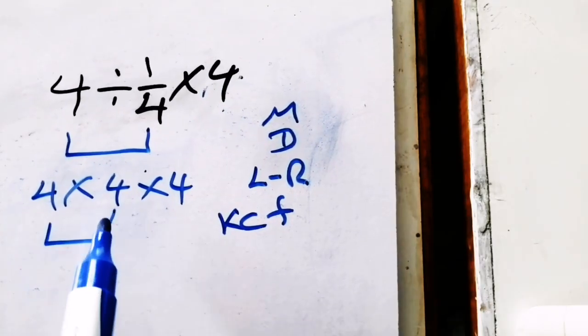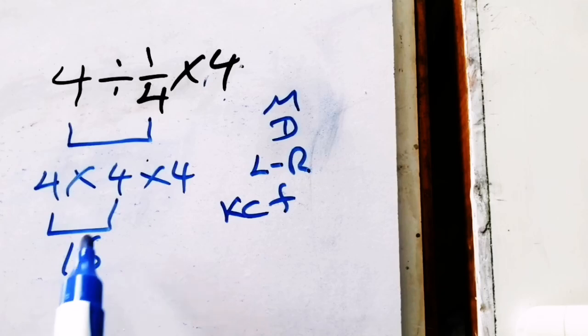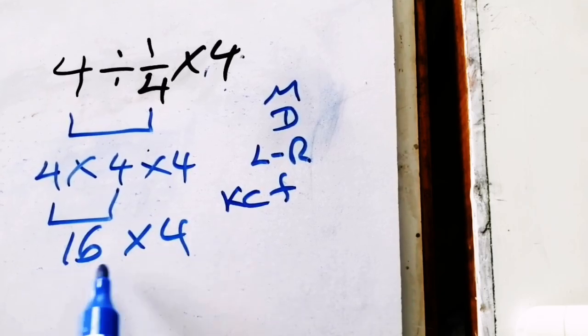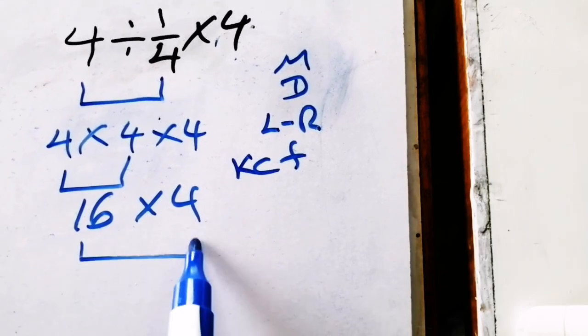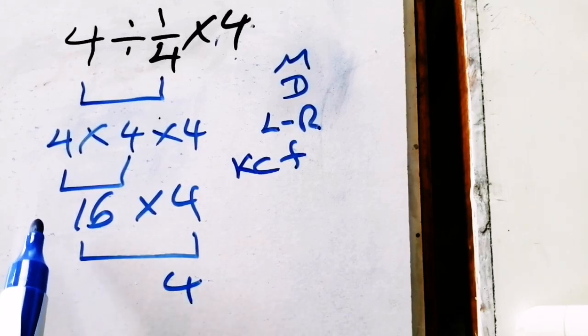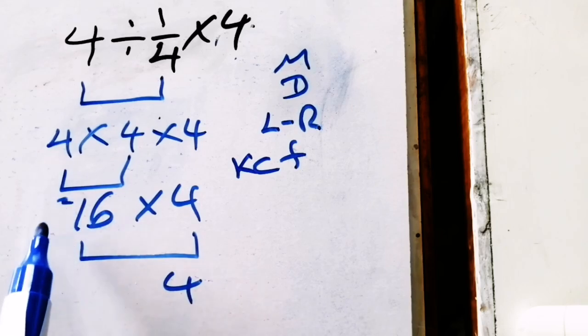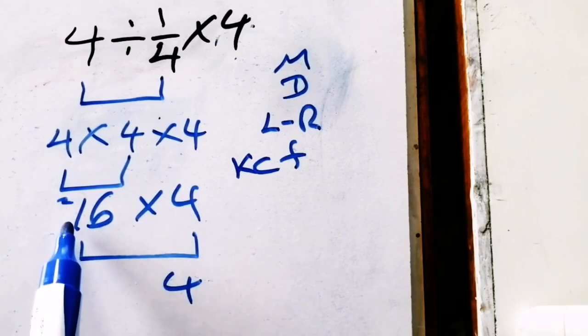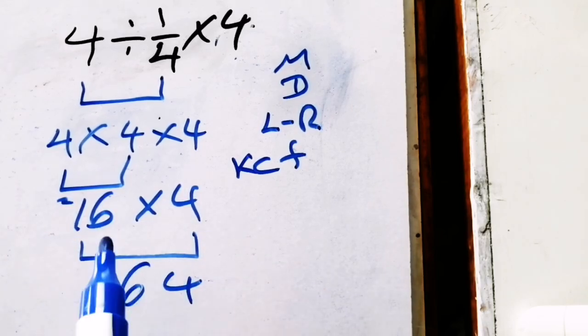Then 4 times 4 is equal to 16 times 4, okay? 16 times 4 means 4 times 6, which is 24. Write 4 and remainder 2. We have remainder 2. Then 4 times 1, which is 4, plus 2 is 6, so 64, okay?